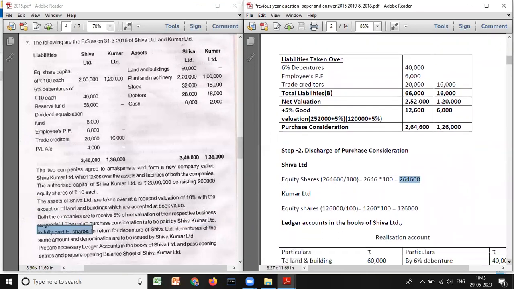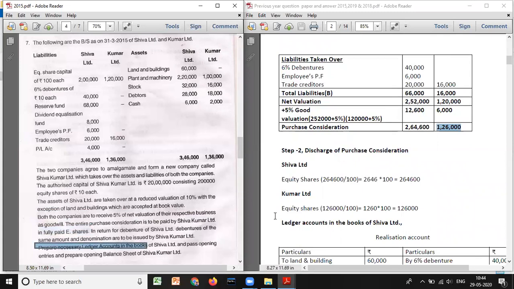And for Kumar Limited also, we have 1,26,000. They are fully issuing equity shares, 1,26,000. Now we are done with step number 1 and step number 2. Step number 3 is what? Step number 3: they're not asking us to pass closing journal entries, but they're asking us to prepare ledger accounts.